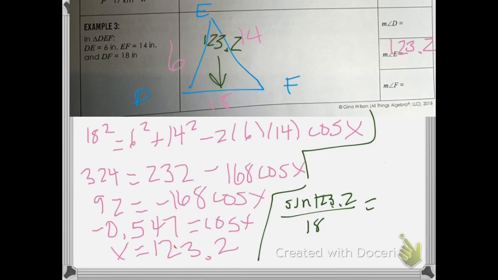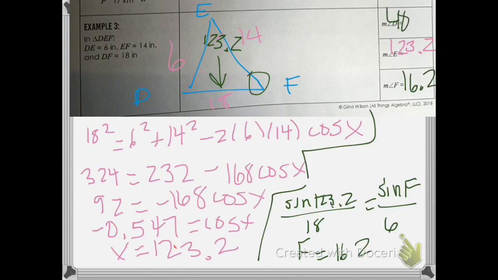It doesn't matter if we find D or if we find F. Let's just find F. So I'm going to call it F: sine of F over 6. We know we're going to have to cross multiply and use inverse trig, and we'll get that F is 16.2. So subtract from 180 and you will find that the measure of angle D is 40.6.